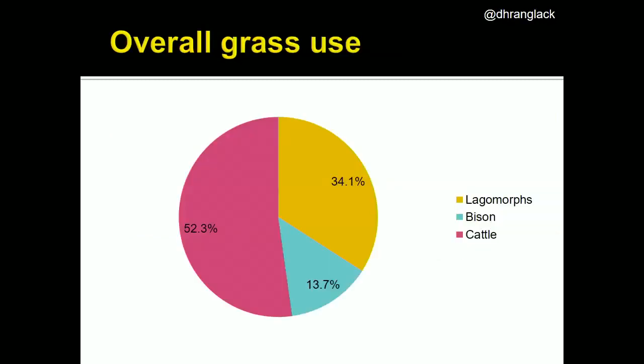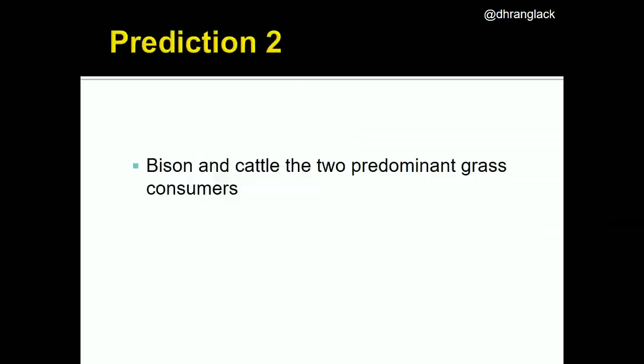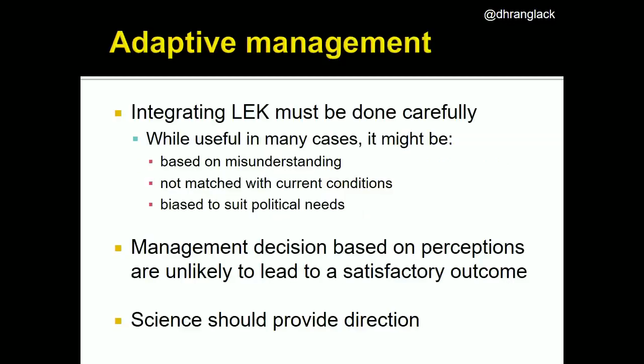So on a percentage basis, you can see that lagomorphs are actually having more than twice the impact of bison in this particular area. So we can see that bison and cattle are not the two predominant grass consumers, but it's actually cattle and lagomorphs.